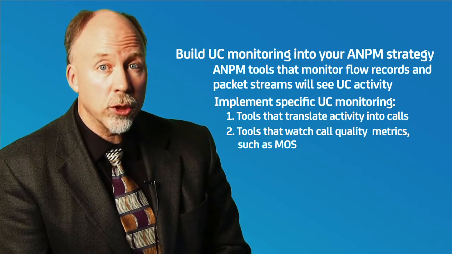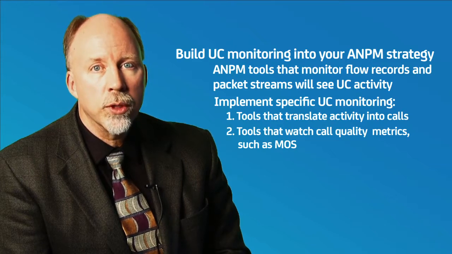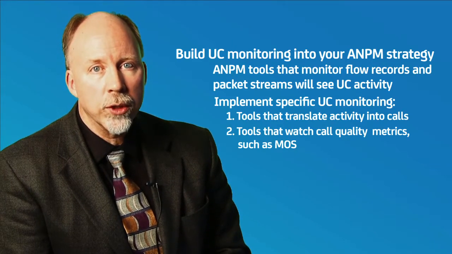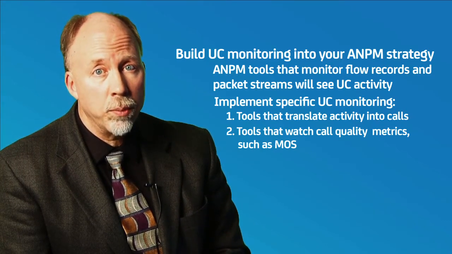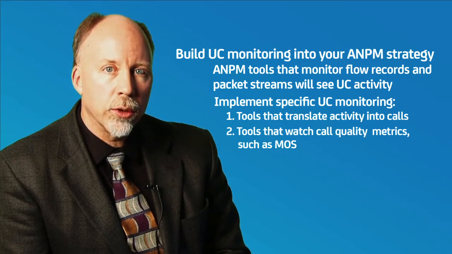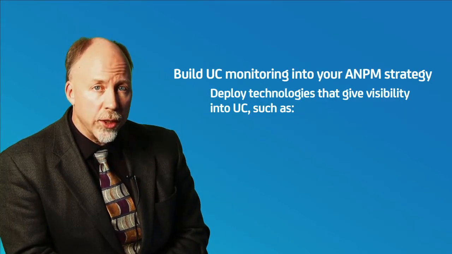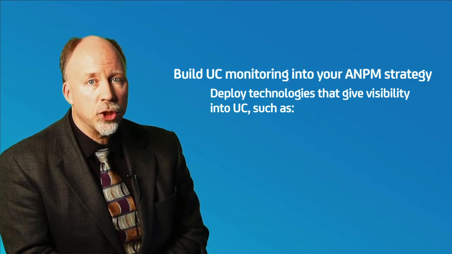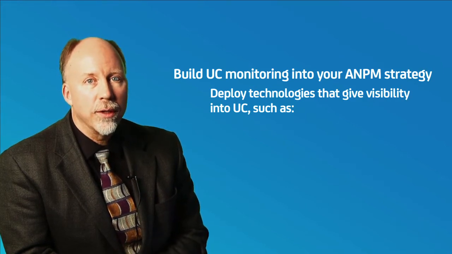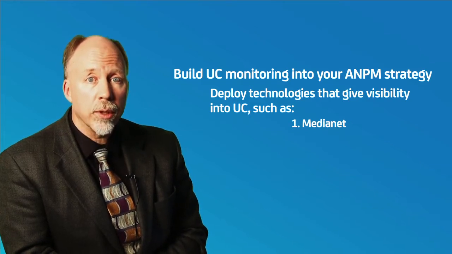Measurements such as mean opinion score, or MOS, is a very important and well understood and well used metric for assessing the quality of voice communications. You need to monitor MOS on a regular basis if you're going to understand or hope to understand how users are experiencing their UC service. And that's very specialized. Not all UC and not all ANPM products will offer that directly. In addition, part of the ANPM strategy should be to include specific technologies that shed light on UC-oriented objectives. For example, Cisco offers MediaNet functionality within their products.